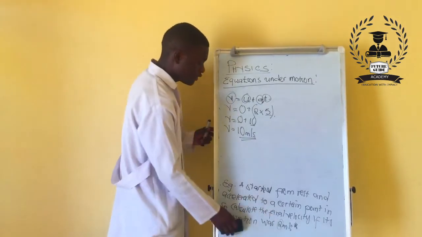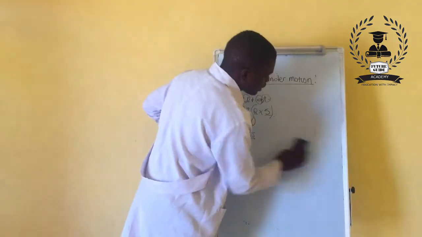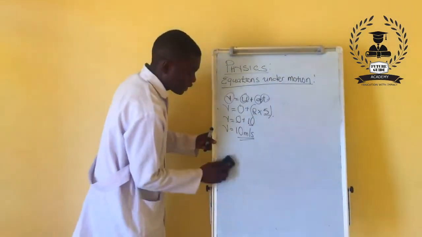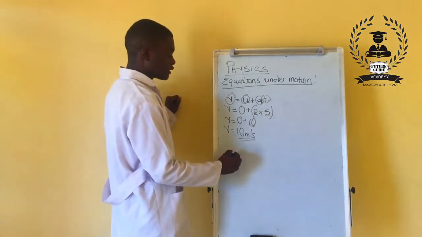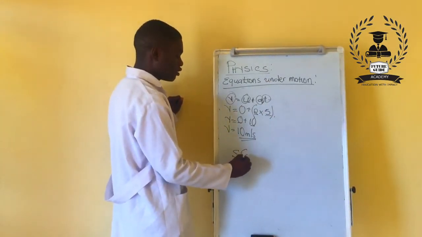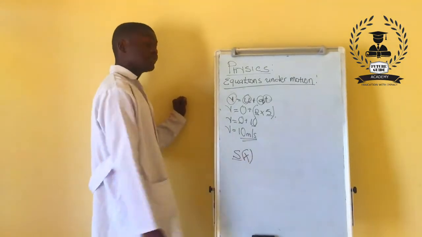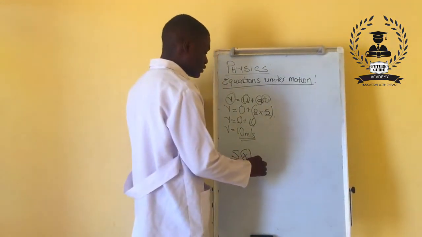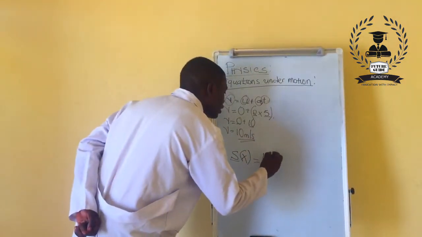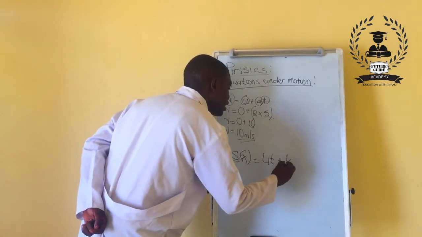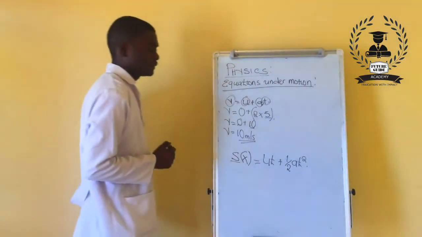Let's go to the second formula now. In the first one, we are looking at finding velocity, but under the second one now, we are looking at distance, which is s or x. This symbol represents distance. Distance is equal to ut plus half at squared.